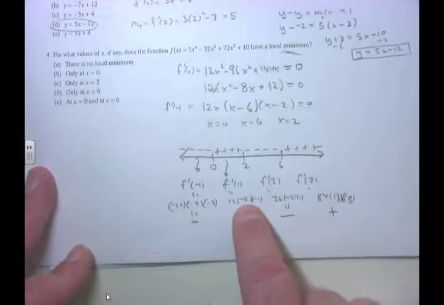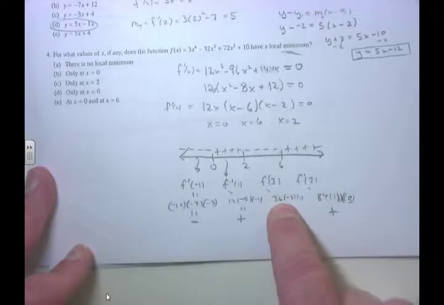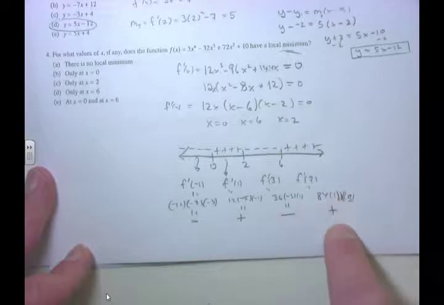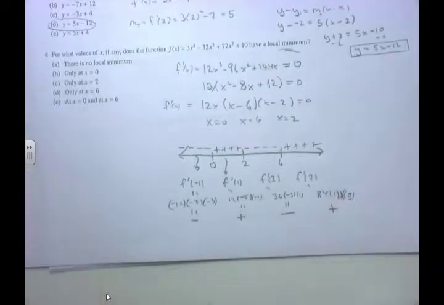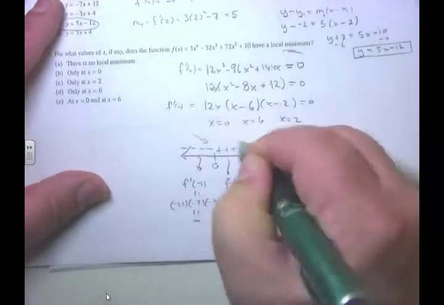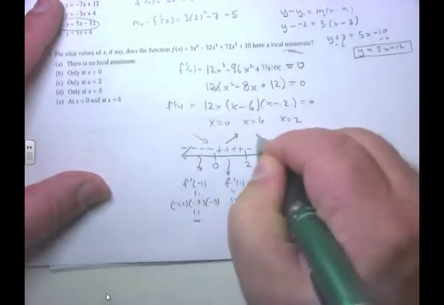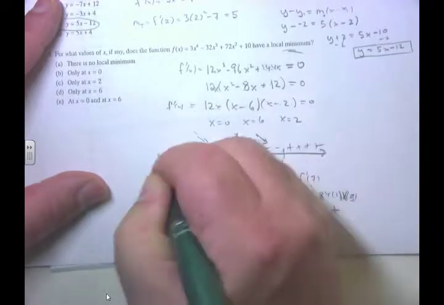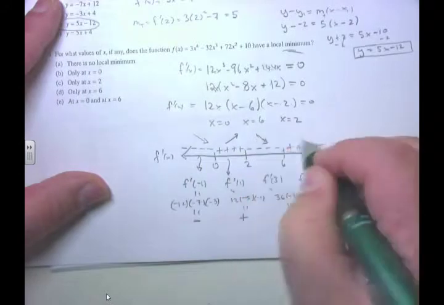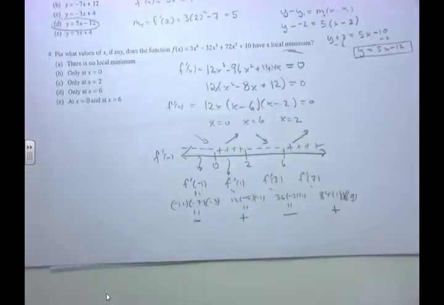When I plug in 1, I got 12 times -5 times -1. Positive times negative is positive. When I plugged in 3, I got 36 times -1 times 1, which gives me negative. And when I plugged in 7, I got 84 times 1 times 5, which is positive. Now, we're trying to figure out the minimum. Remember, I'm going down and then going back up. Negative means this is my derivative, so I'm decreasing, increasing, decreasing, and then back to increasing.